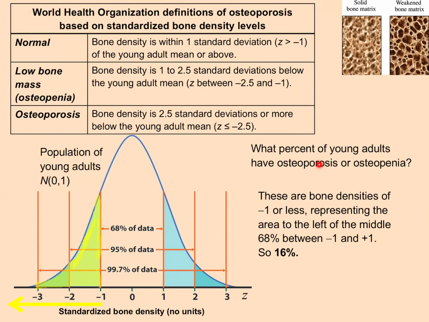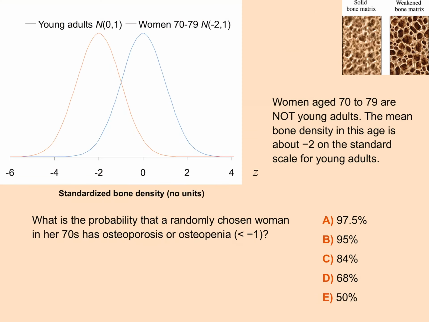So the answer to this question, what percent of young adults have osteoporosis or osteopenia? 16% of young adults. Okay. All right, that's how you can use that rule, the 68, 95, 99.7 rule. Now let's look at this in a little bit more detailed way.